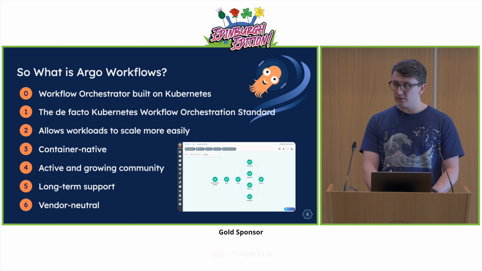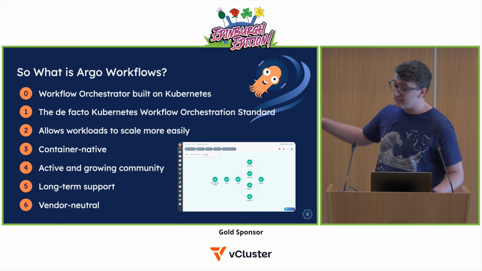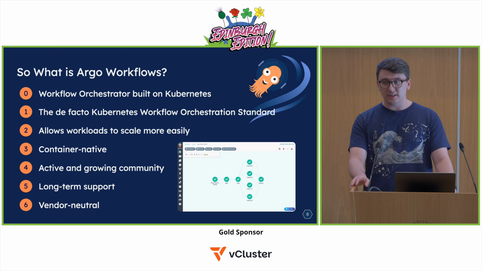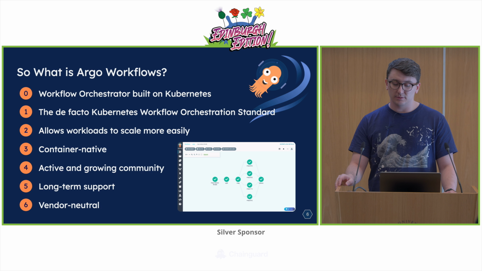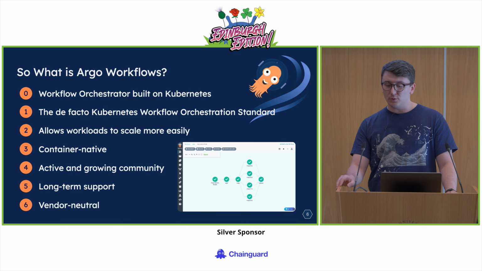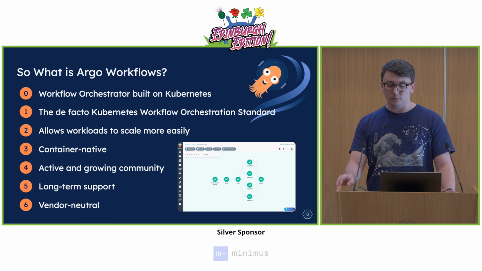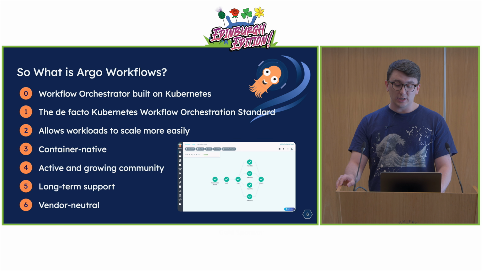And what is Argo Workflows? Spot the difference. The last four were the same. It's built on Kubernetes, so you get all the same benefits. And it's kind of won the adoption wars as well to become the de facto workflow orchestration standard for Kubernetes. And that means you're scaling workloads more easily in the same way you're scaling apps on Kubernetes.